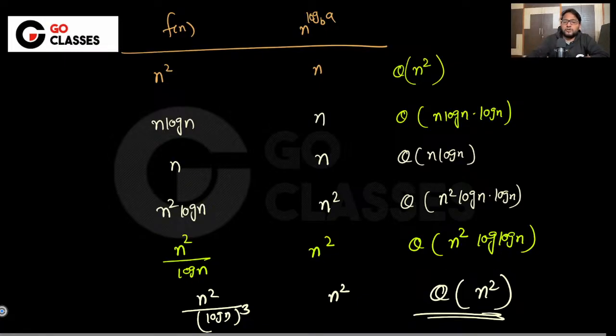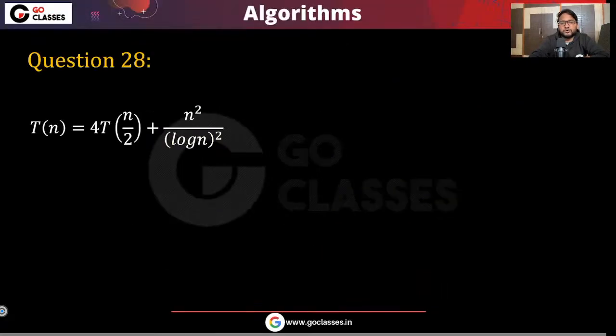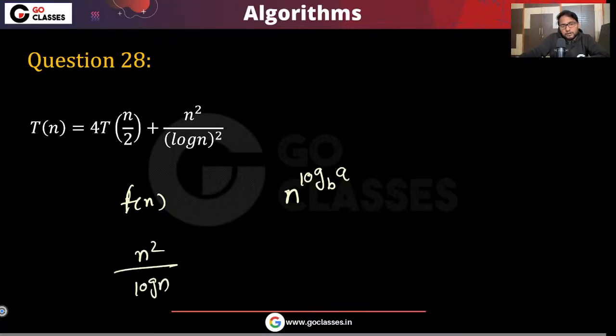Understood. Now let's move to the next question. What is f(n)? This is n square divided by log n whole square. And what is n^(log_b a)? This is n^(log_b 4), which is n square.